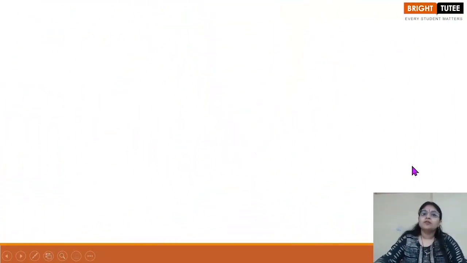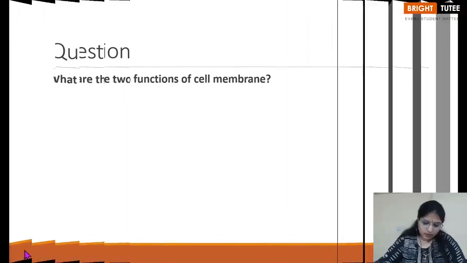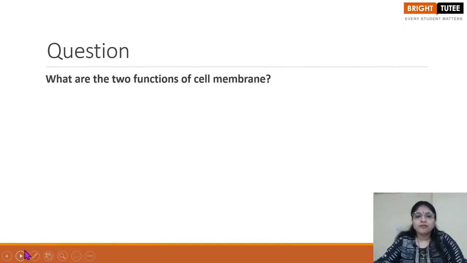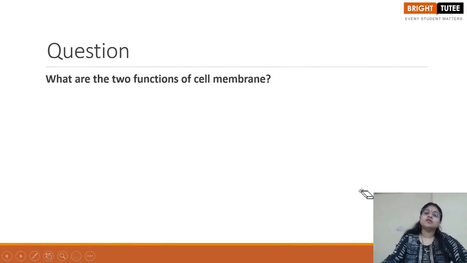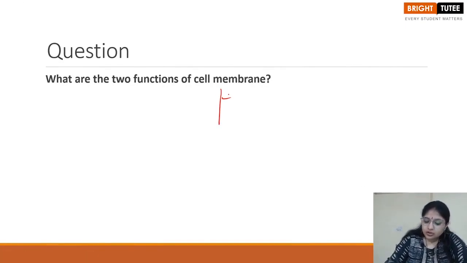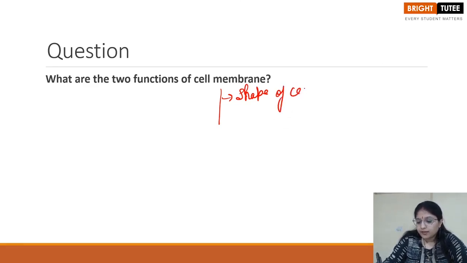Now, let's look at the first question. What are the two functions of cell membrane? So, there are various functions of cell membrane. The very first function is to provide shape to the cell, right? So, it helps in maintaining the shape of the cell.